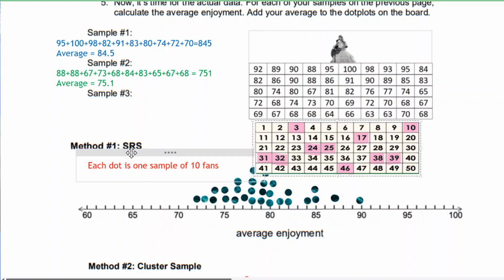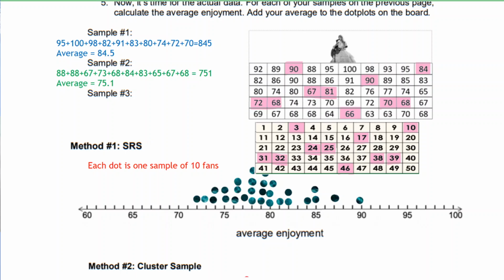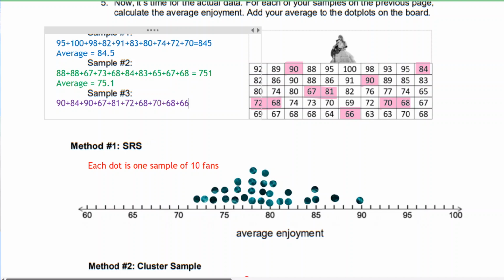Moving on to the systematic random sample, we have these seats selected in the method we just did. Let's highlight the scores from each of those seats, and then compute the sum of the scores. So we have 90 plus 84 plus 90 again, plus 67 and 81, plus 72 and 68, plus 70 and 68 and 66.